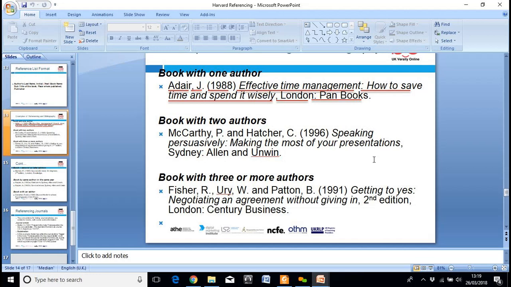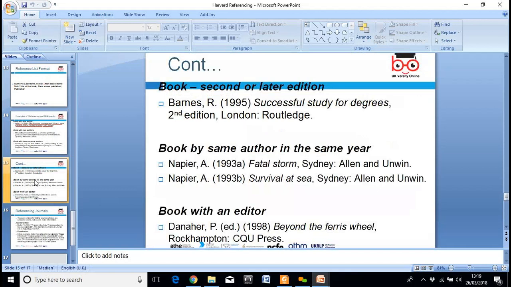Three or more authors, again, Fisher, Ury, Patton, Getting to Yes: Negotiating an Agreement Without Giving In, 2nd edition, London, Century Business. So those are good examples for you to see how to actually put those down. Again, this is where it's a later edition, 1995 originally, but this is the 2nd edition, so you put it in, it's 2nd edition.